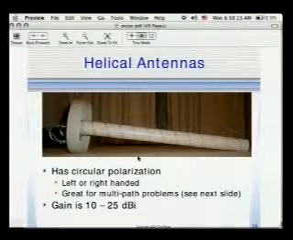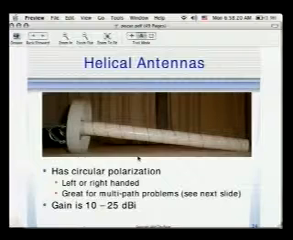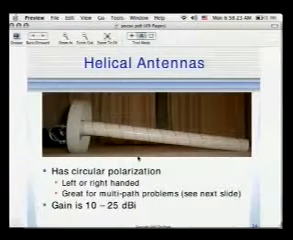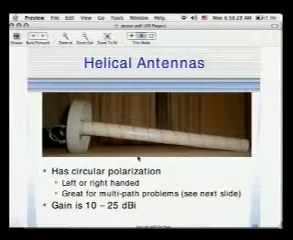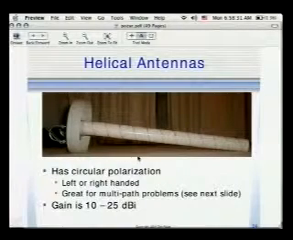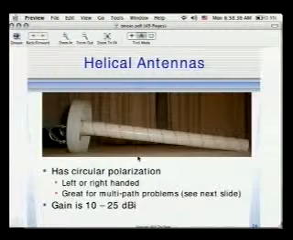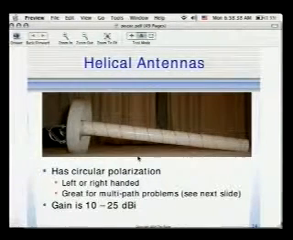For instance, if I have a body of water that I'm shooting across, I may get some multipath that bounces off that body of water. When it bounces off the water, it's going to be horizontally polarized. If it bounces off a building, it'll be vertically polarized. If I use an antenna that's 90 degrees to that, I'm going to attenuate the signal bouncing off the water or the building. So it's a good way of minimizing multipath.